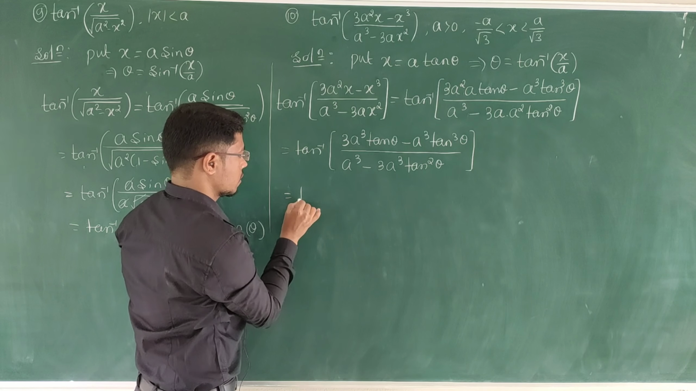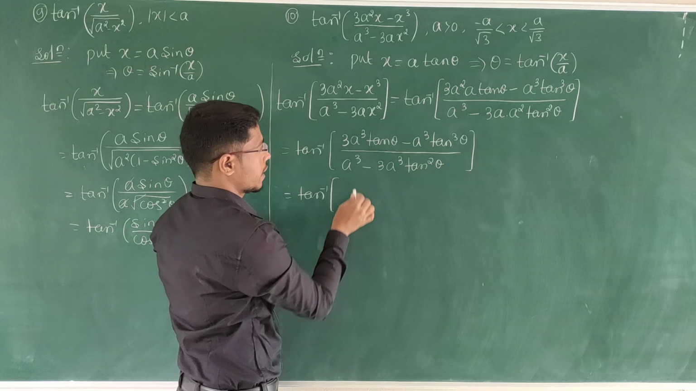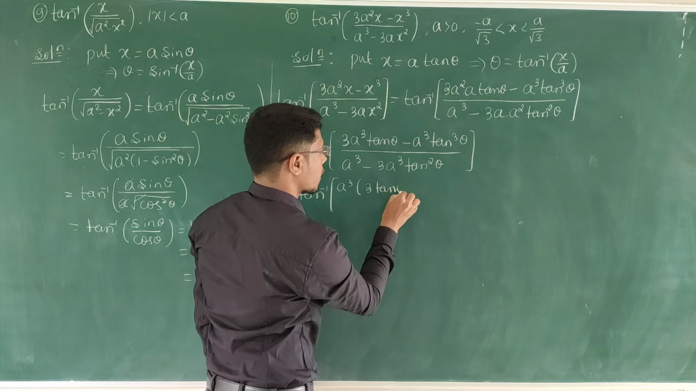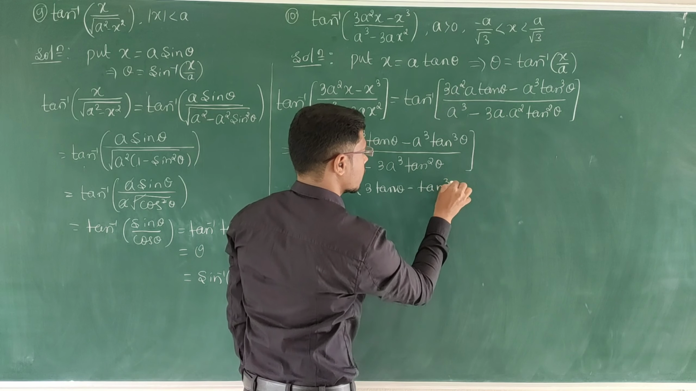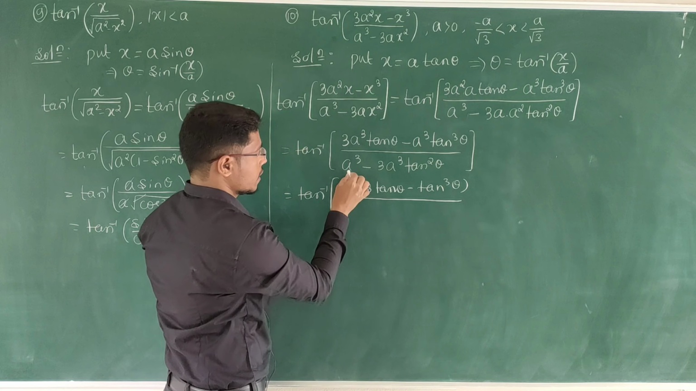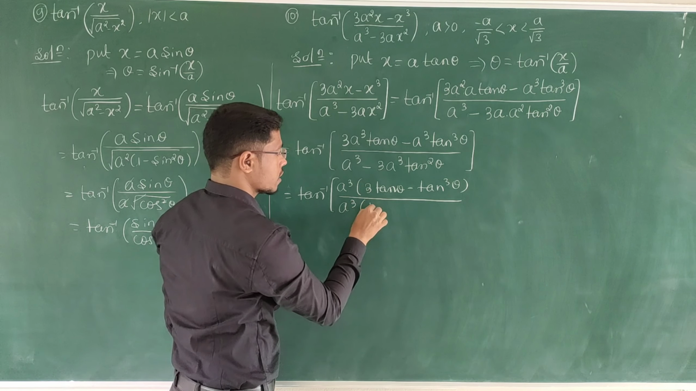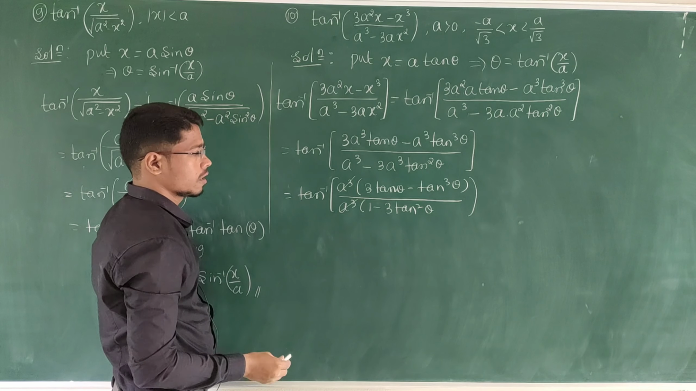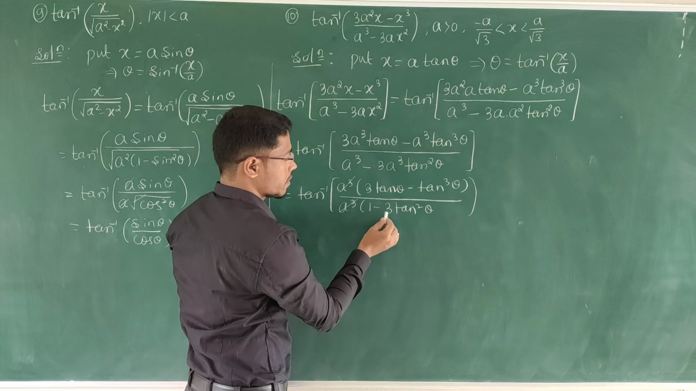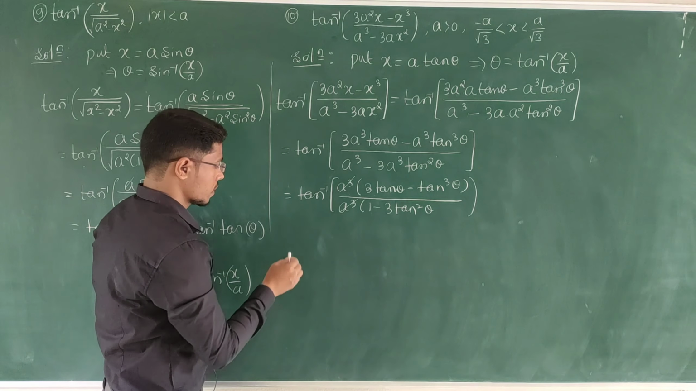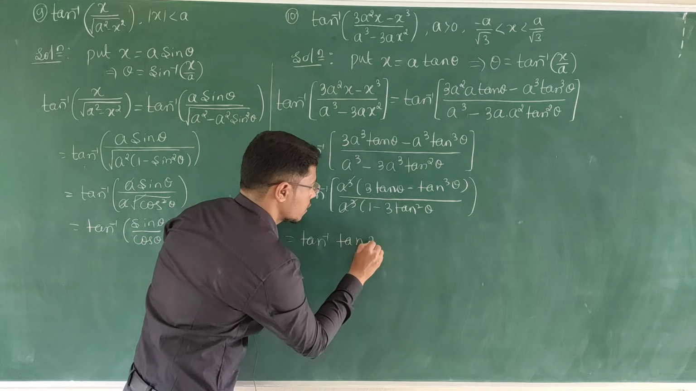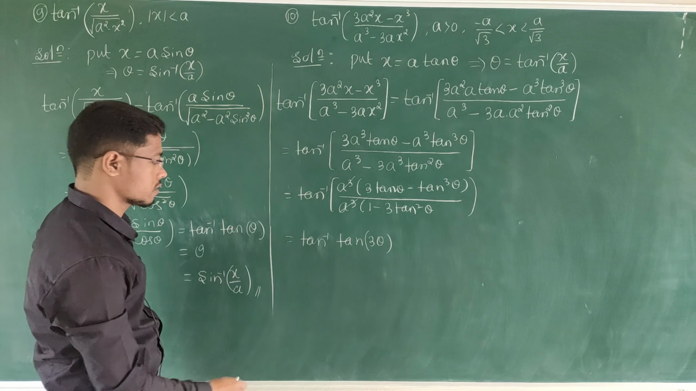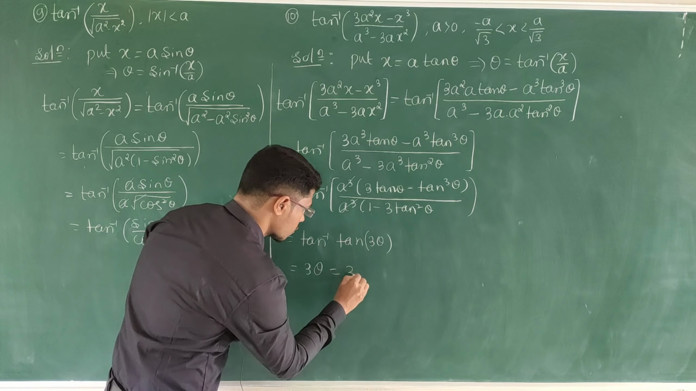This is equal to tan inverse of, taking a cube common, a cube remaining, 3 tan theta minus tan cube theta, divided by, taking a cube common in the denominator, 1 minus 3 tan square theta. Cancel a cube. 3 tan theta minus tan cube theta divided by 1 minus 3 tan square theta is one of the standard formulae, that is tan 3 theta. So tan and tan inverse cancel, remaining 3 theta.